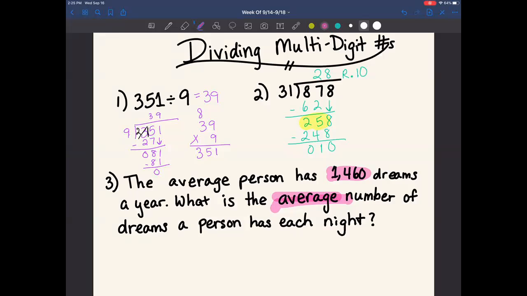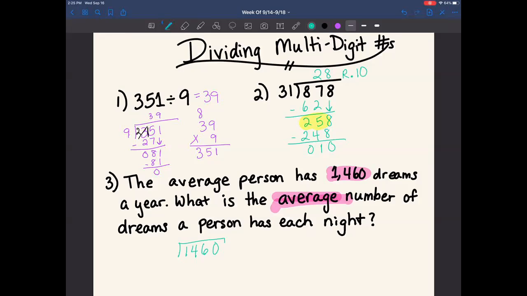Okay, so now I know I'm going to have to divide something, and my 1,460 is going to be in the house. But what's going to go on the outside? Think about it. Read the question. 1 year? Not 1 year. 365. Who said it? Oscar. These are in a year.